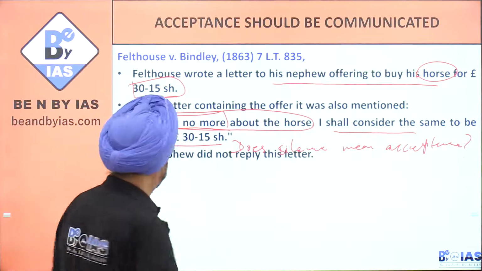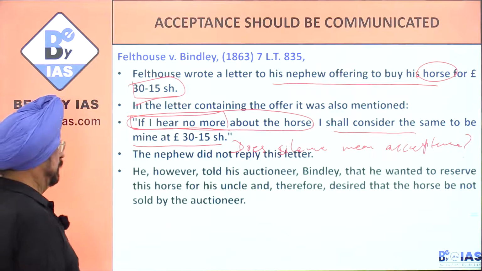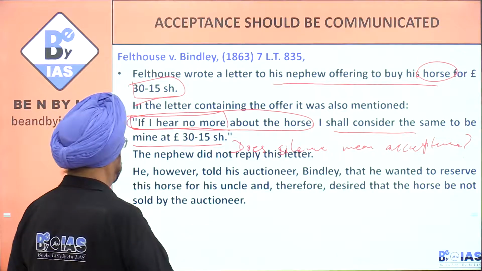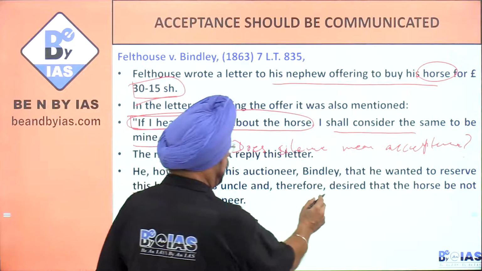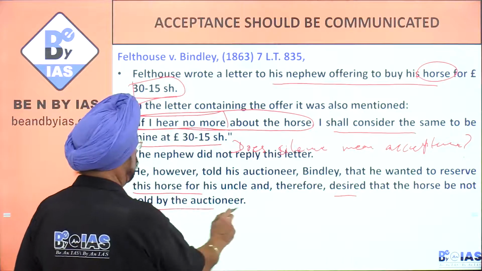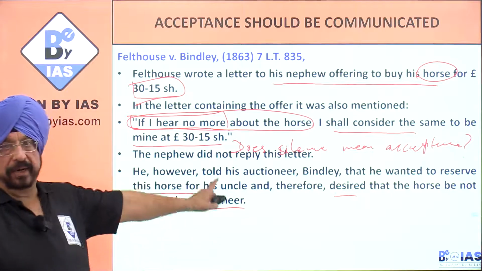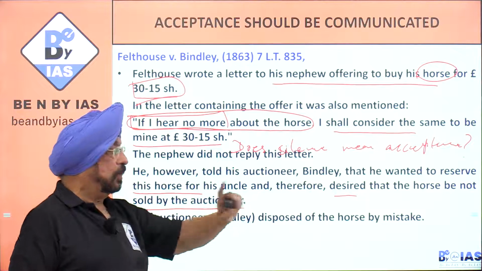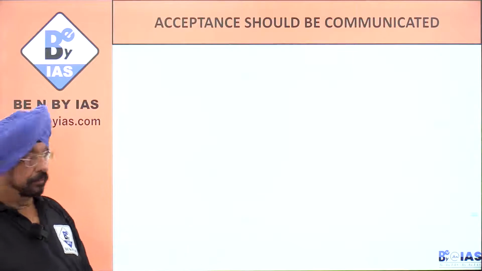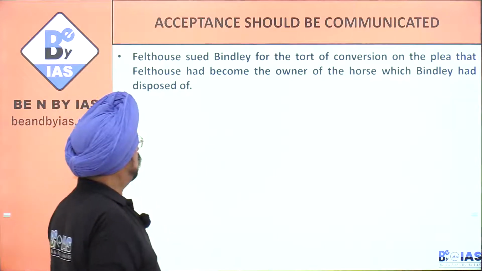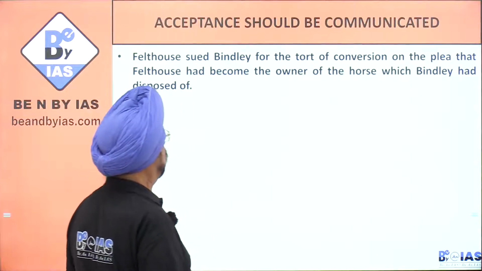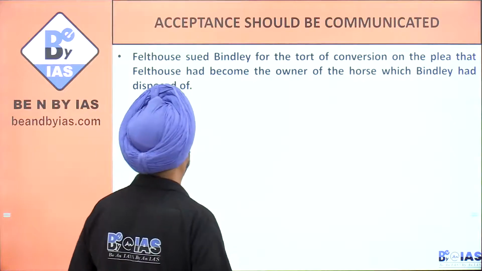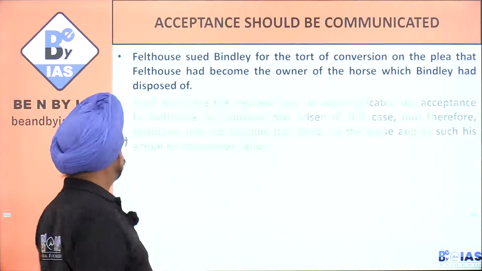It doesn't work like that. Let's go. The nephew did not reply to this letter. He, however, told his auctioneer that he wanted to reserve this horse for his uncle and therefore desired that the horse be not sold by the auctioneer. But he is not giving any reply. The auctioneer disposed of the horse by mistake. He sued Bindley for tort of conversion on the plea that Felt House had become the owner of the horse which Bindley had disposed of.